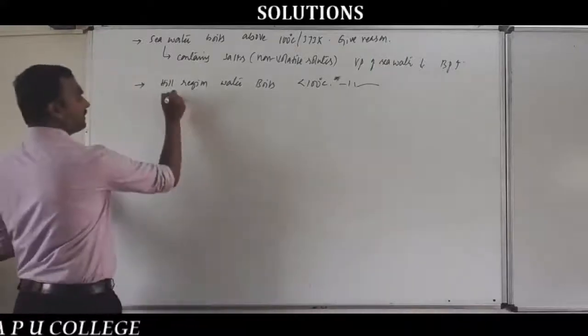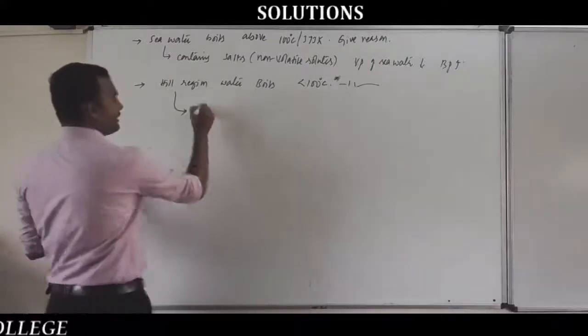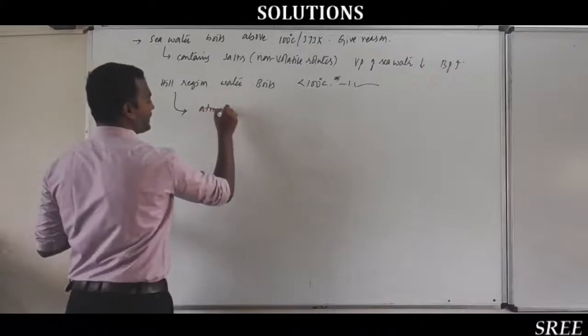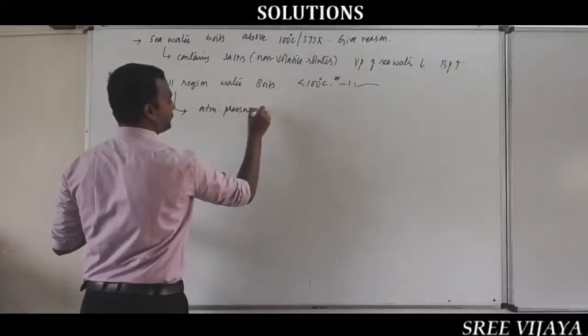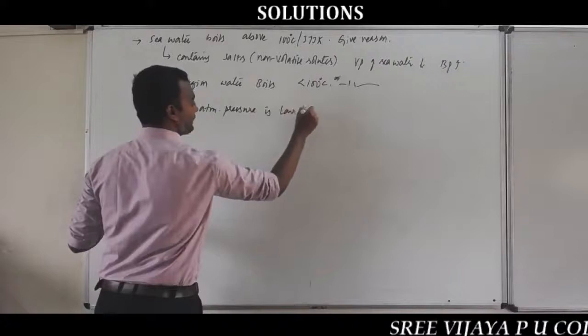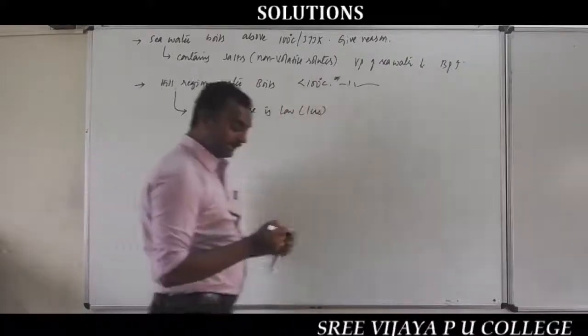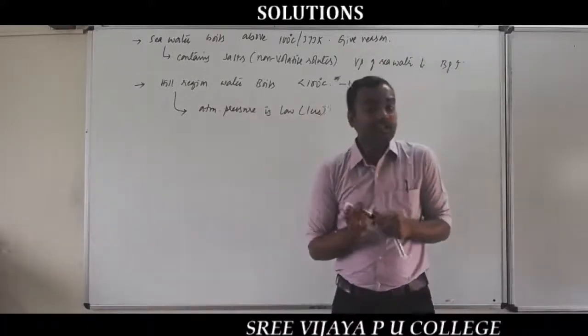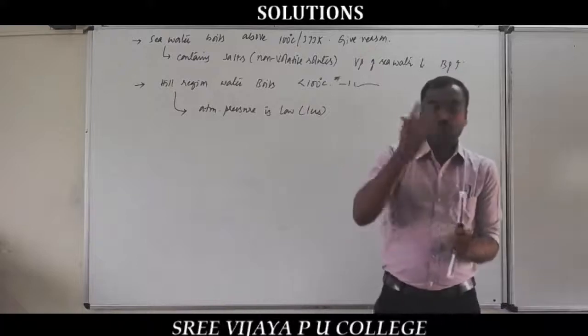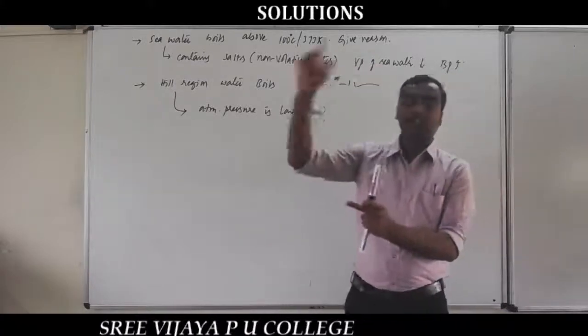Because in the hill region the atmospheric pressure is low. Atmospheric pressure is low or less. So when atmospheric pressure is low, what is boiling point? The temperature at which the vapor pressure of the liquid becomes equal to the atmospheric pressure.